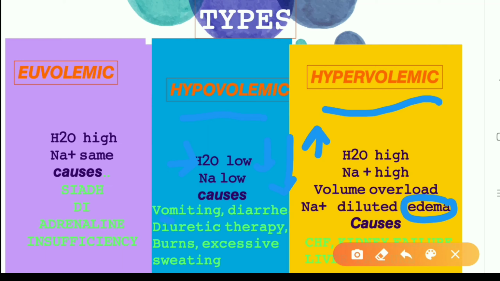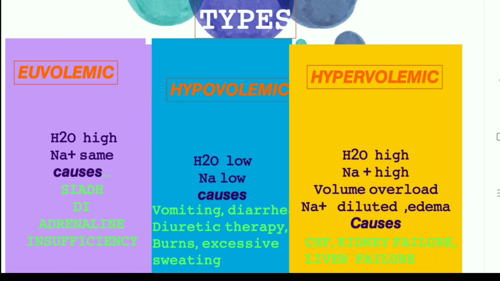Listen to this: edema. In euvolemic there is no edema, and in hypervolemic edema is present. The causes are congestive heart failure (CHF), kidney failure, and liver failure. Clear so far? According to the causes and volume status, we can categorize it into three types: euvolemic hyponatremia, hypovolemic hyponatremia, and hypervolemic hyponatremia. So let's move on to the next topic.